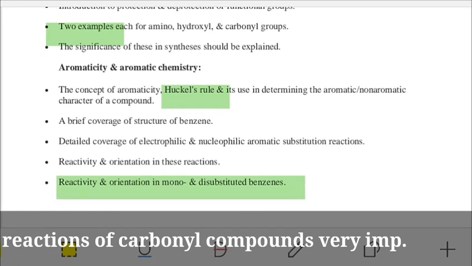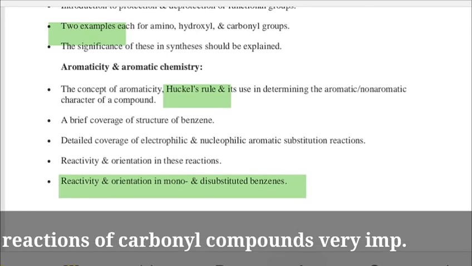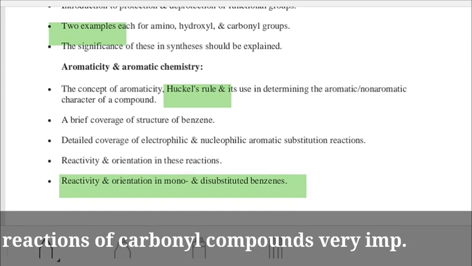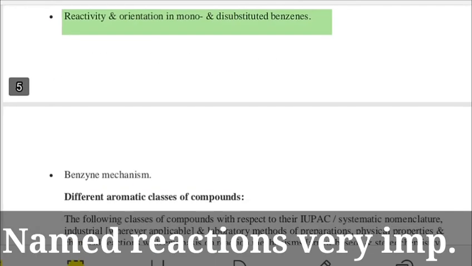And Huckel's rule, a very important topic. And reactivities and orientation of mono and disubstituted benzenes, and the effect of substituents like withdrawing groups and donating groups are also very important, that you need to focus on.